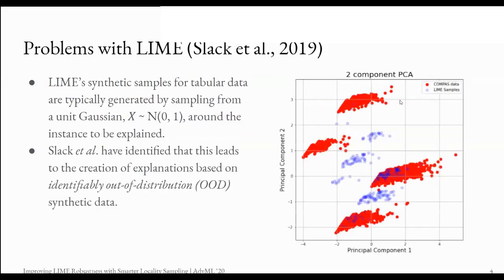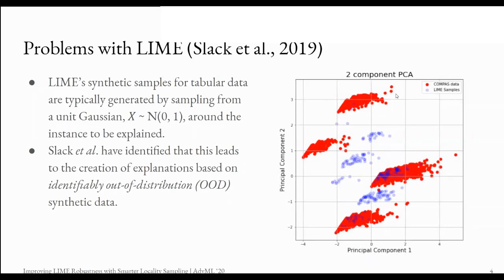However, a problem in LIME lies with its data sampling strategy for tabular data, which involves adding noise sampled from a unit Gaussian to the data. As Slack et al. had identified, this leads to the creation of explanations based on identifiably out of distribution synthetic data, as shown in the figure here.